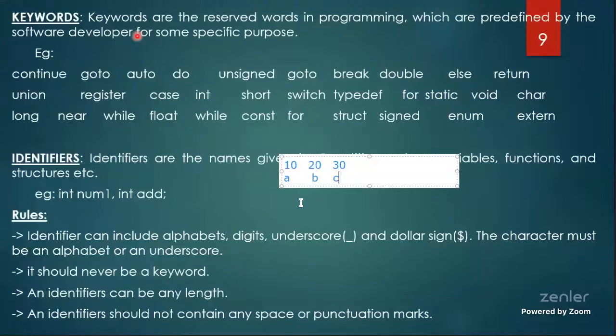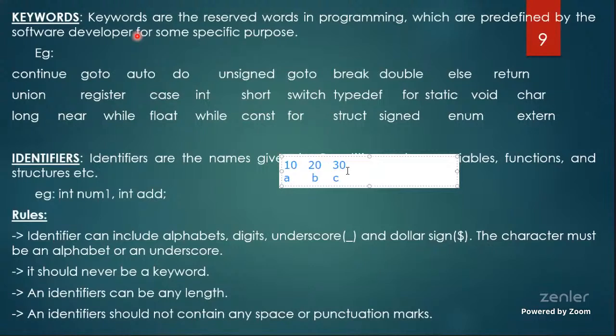So here 10, 20, 30 are the values, and these values are stored under the variables A, B, C. Clear? So A, B, C are the variables in which you are going to store the values 10, 20, 30, so that I can identify where that 10 is stored, where this 20 is stored, where this 30 is stored. Correct? So, for example, you all have a name, right? Why do we use your name?